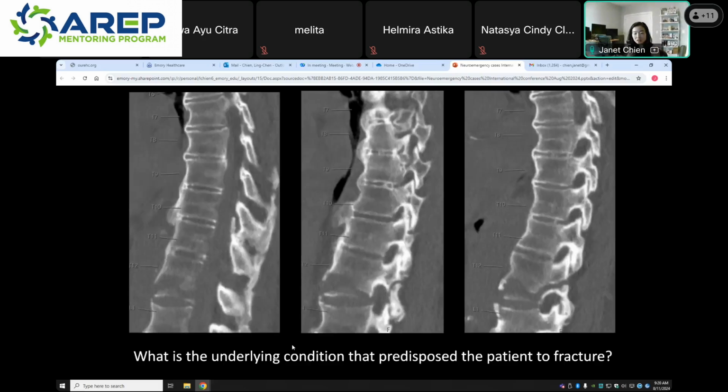So, what is the underlying condition that predisposed the patient to fracture? Notice how in the thoracic spine, there's flowing osteophytes, essentially fusing this mid to lower thoracic spine, right? There's flowing osteophytes going all the way through. This patient has underlying DISH, so diffuse idiopathic skeletal hyperostosis. So in these patients, even with minor trauma, they're prone to fracture. And I've seen really bad three-column injuries just from ground level fall.